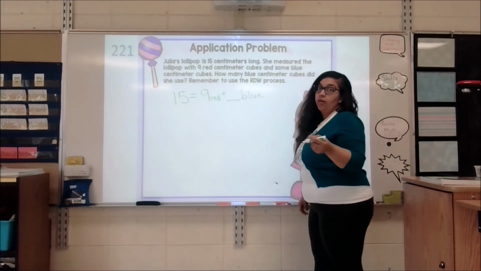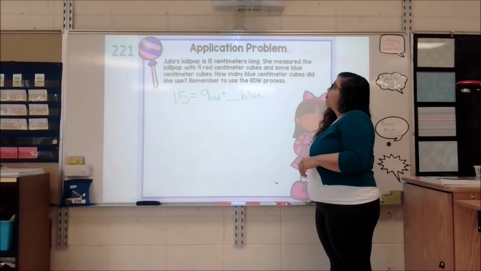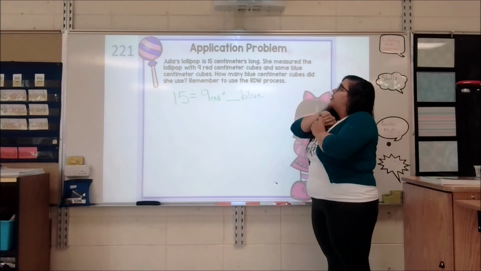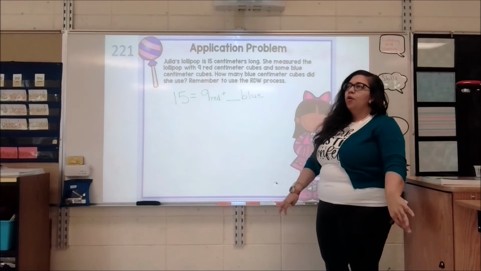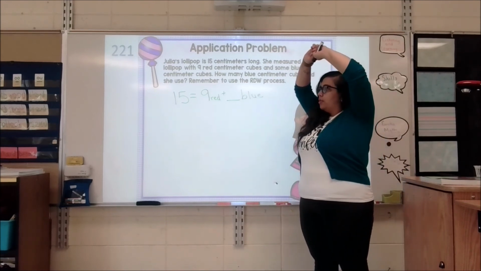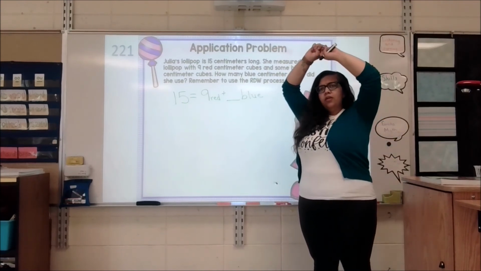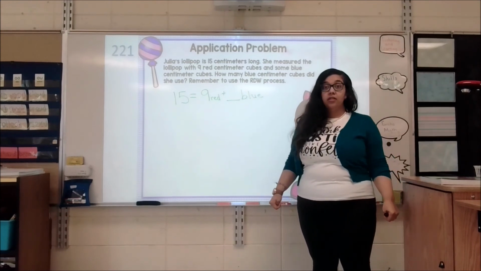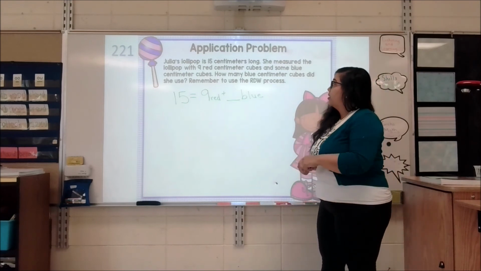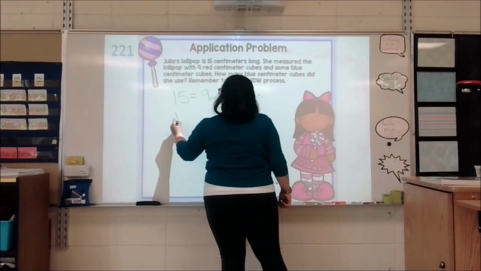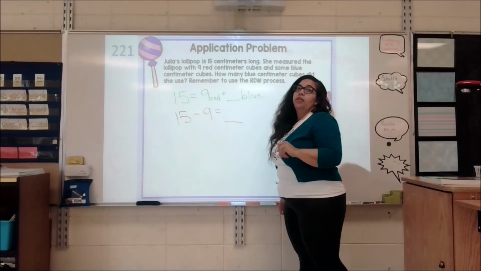So we don't know how many blue there are, correct? Correct. That is what we're trying to find out. How many blue there are. Good job. So what are we going to do to solve this problem? Well, what do we know about number bonds? So I've got the whole is equal to this part plus this part, right? But I could also say the whole minus the part I know equals the part I don't. So this can become 15 minus 9 is equal to our missing number, the blue cubes.